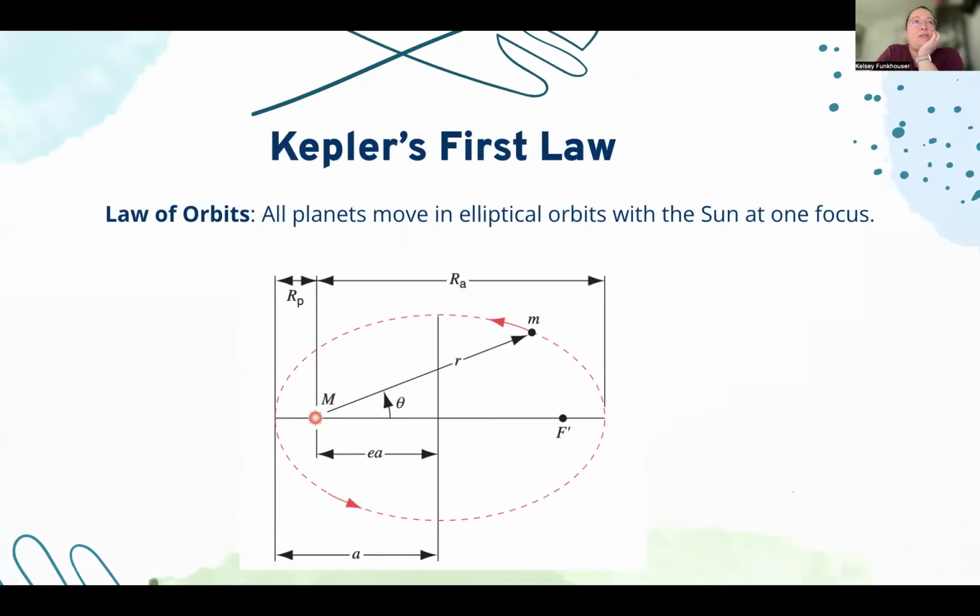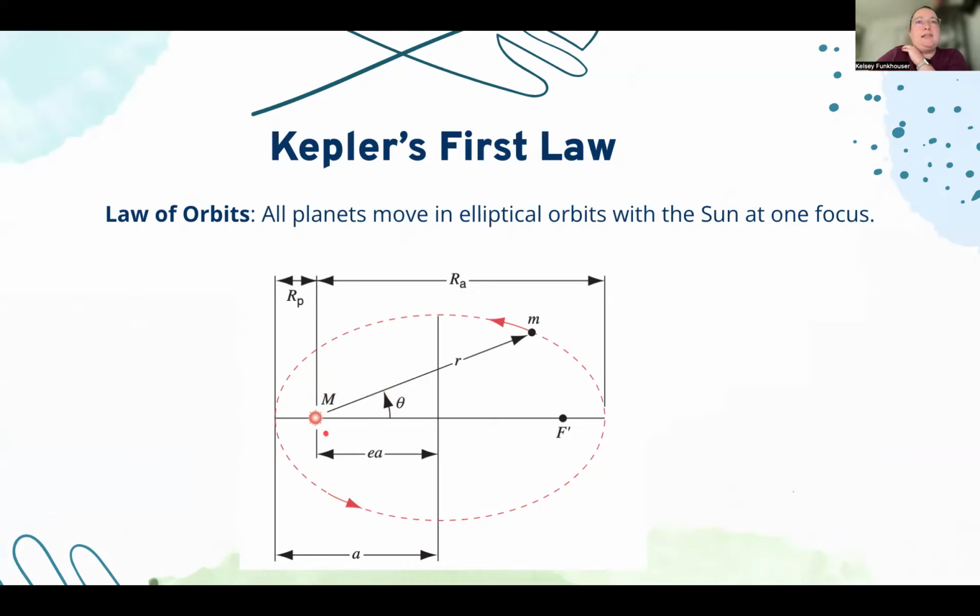So jumping right in, Kepler's first law is called the law of orbits, and it says all planets move in elliptical orbits with the sun at one focus. This is specific to our solar system in that language, but this is true for any object orbiting another object. If we're instead talking about the moon orbiting the Earth, the Earth would be at one focus.